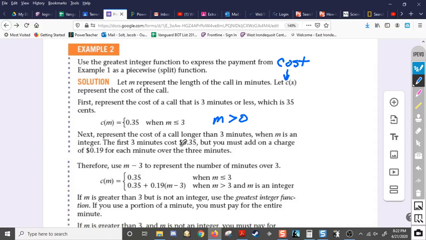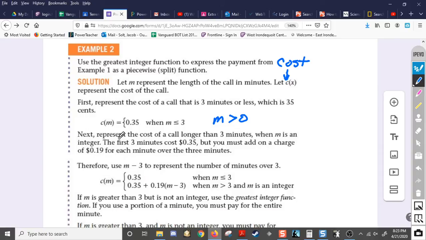All right, the cost of a call longer than 3 minutes, where m is an integer. Now, an integer is a whole number, positive or negative. So remember that an integer is a whole number, positive or negative. The first 3 minutes cost 35 cents, but we have to add on a charge of 19 cents for each minute over the first 3. So we're going to use the expression m minus 3 to represent the number of minutes over 3.